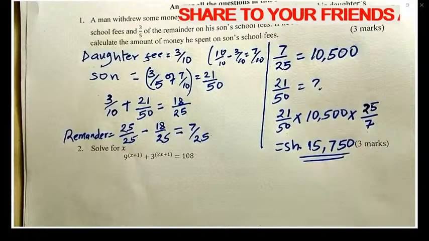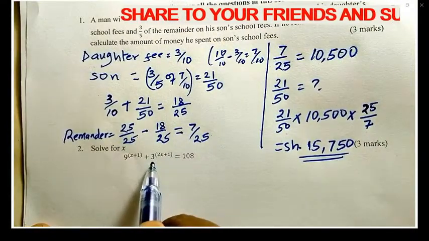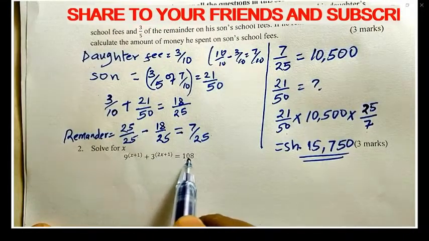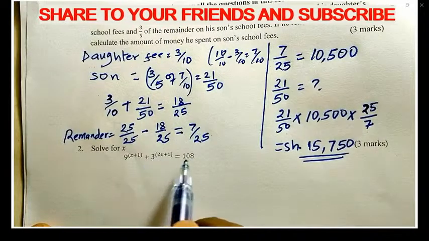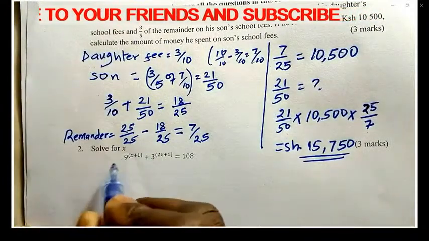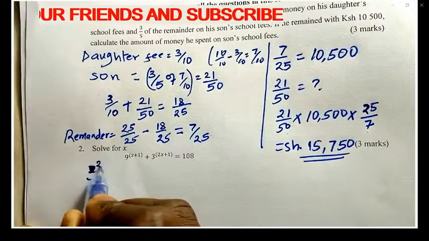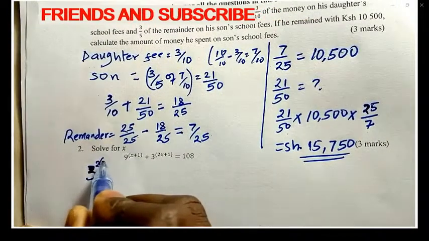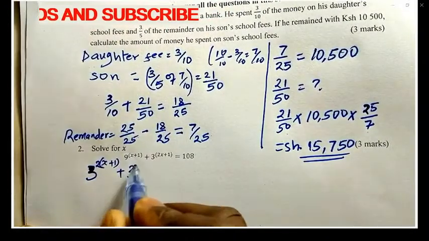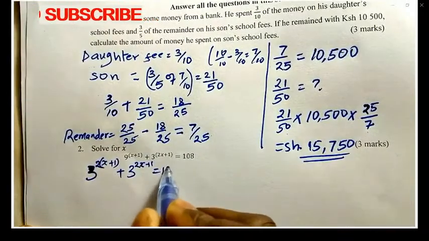Solve for x. Wakati umepewa hesabu kama hii, angalia the smallest base. The smallest base ni 3. Make others to base 3. Lakini ukiangalia 108 you cannot make it to base 3. So hiyo unaachana nayo, una make base 3 9 peke yake. So 9 is the same as 3 raised to power 2. Lakini kuna power ingine hapa 2x plus 1.